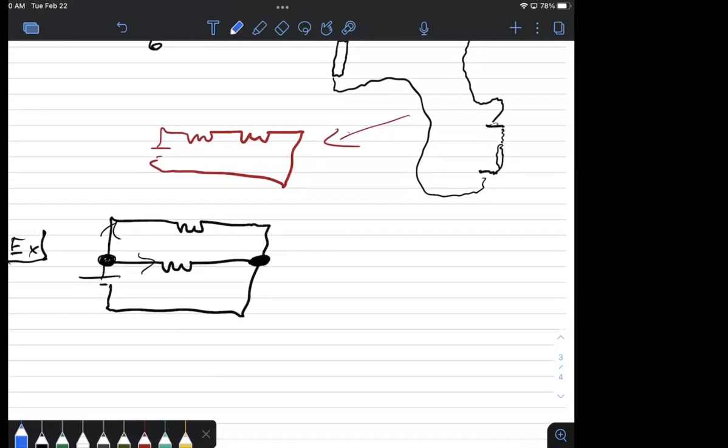And if it's parallel, of course, let's say this was 3 and 6. I've already done this example, but 1 over R is 1 over 3 plus 1 over 6, which gives rise to an answer of 2.